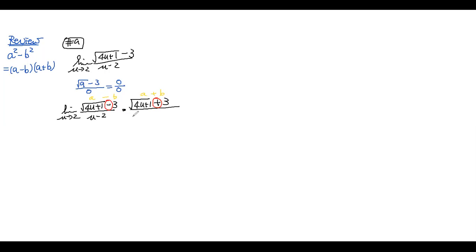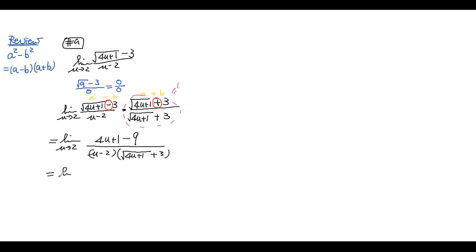And I cannot just multiply something, so I need to do the same thing to the denominator. So I'm really just multiplying by 1: the square root of 4u plus 1 plus 3 over the square root of 4u plus 1 plus 3. I did not change anything. Now the limit as u approaches 2 has u minus 2 on top, and the bottom is the square root of 4u plus 1 plus 3. Now take a look at the bottom: the main goal is to reach the formula a squared minus b squared. Here a is the square root of 4u plus 1, so a squared is 4u plus 1, minus b squared. B is 3, so b squared is 9.